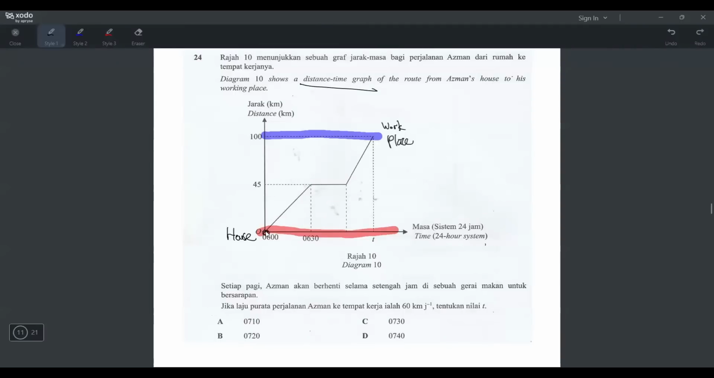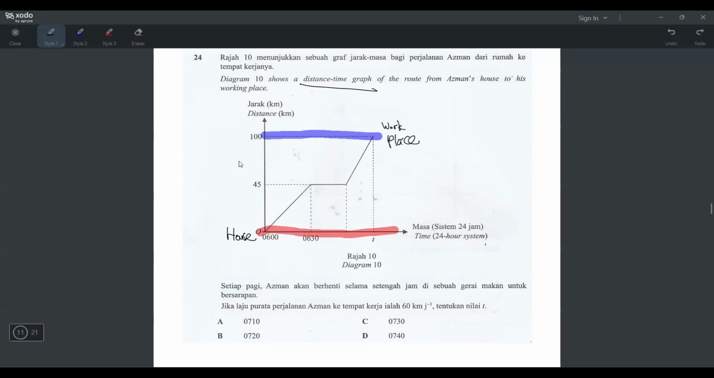Okay, so dia start dekat sini and then dia mau pergi dia punya workplace, alright? Okay, let's study the diagram first. What happens during here? What happens here? So you can see that the time increases and then the distance is also changing while the time increases. It means what happens here?